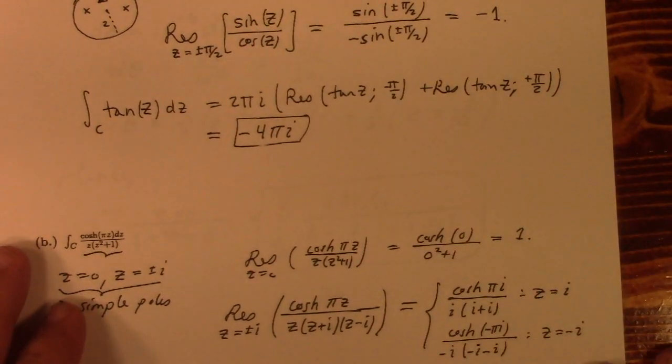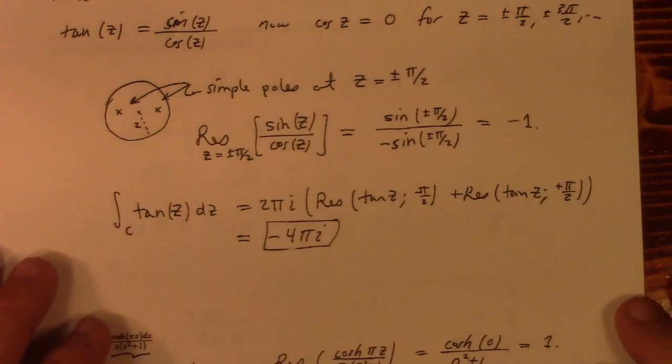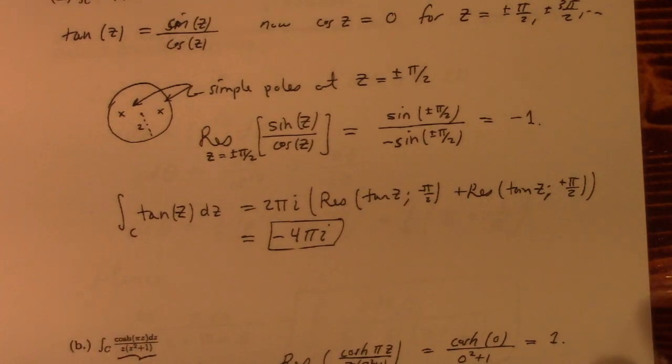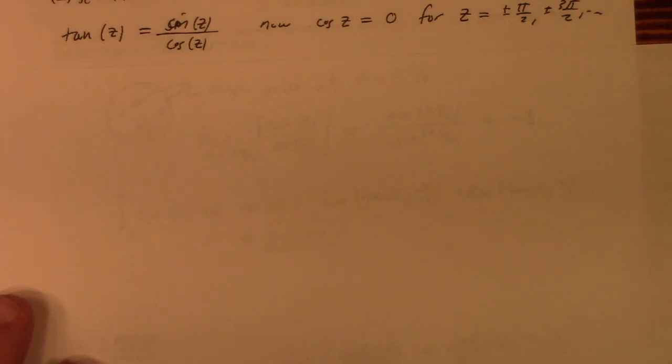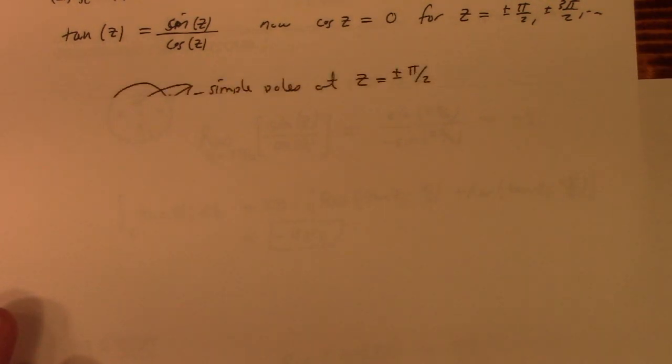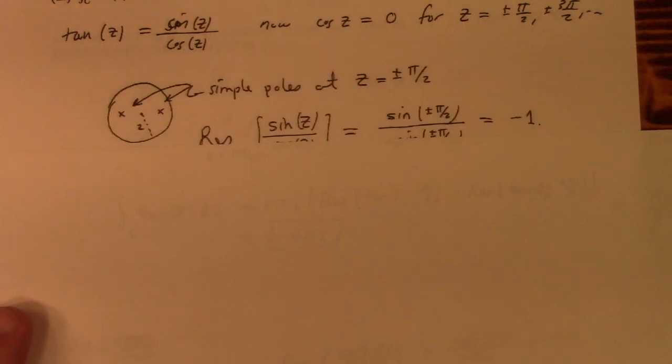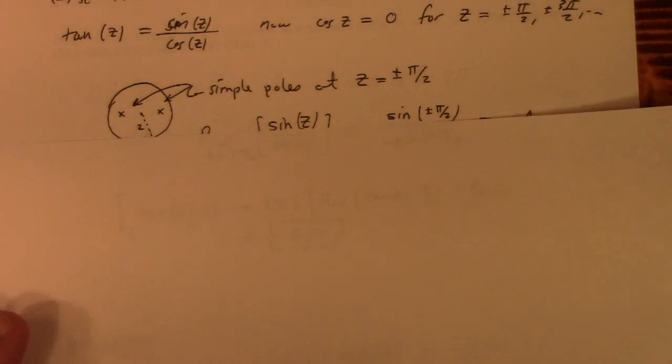Problem 5. Calculate the integral over the circle of radius 2, positively oriented, in other words counterclockwise, of the tangent. So tangent is sine over cosine. Cosine is 0 for plus or minus pi over 2, both of which are inside that circle of radius 2, because pi over 2 is 1.57, blah, blah, blah.